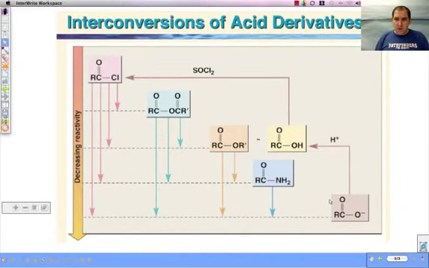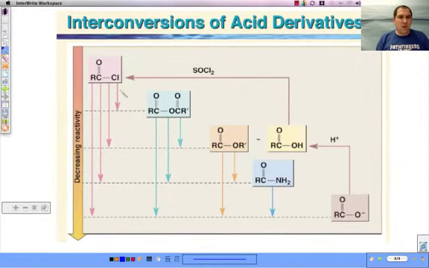Right here we have the carboxylate anion, which after protonation becomes carboxylic acid, kind of on the lower side of things, okay? So we want to make sure that we go to the acid chloride, and then if we want to make any of these acid derivatives, we go and do that.